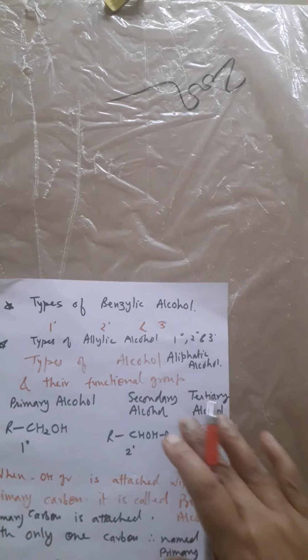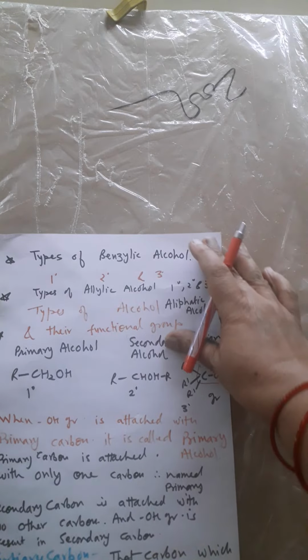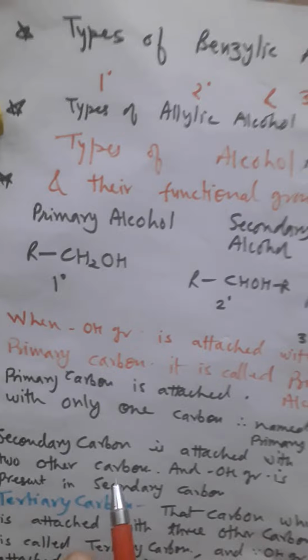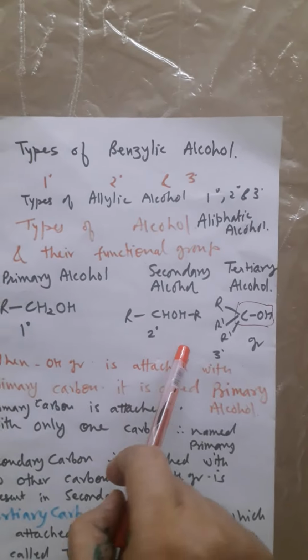Just wait. Till then, write down all these structures. Now we have discussed primary alcohol, secondary alcohol and tertiary alcohol.